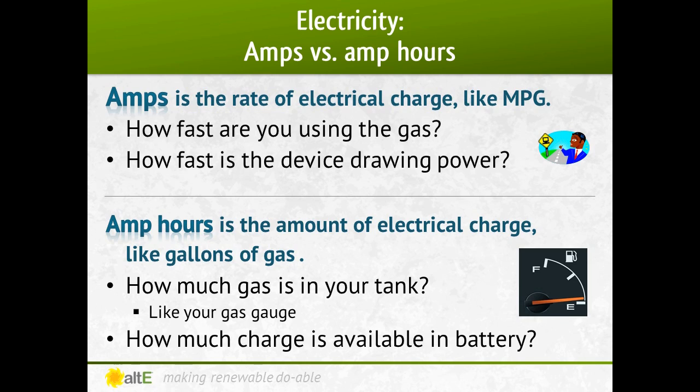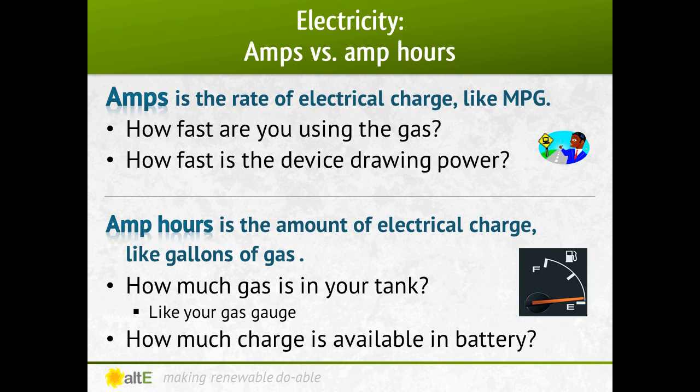Now let's do the same with amps versus amp hours. Amps is the rate of electrical charge, like miles per gallon. How fast are you using the gas in your tank? An amp meter shows you how fast a device is drawing power. The lower the miles per gallon, the faster you're using the gas, and the sooner you'll run out of gas and be hitchhiking on the side of the road. Inversely, the higher the amps, the faster you are using the power in the battery, the sooner your battery will go dead. Amp hours is the amount of electrical charge, like gallons of gas.